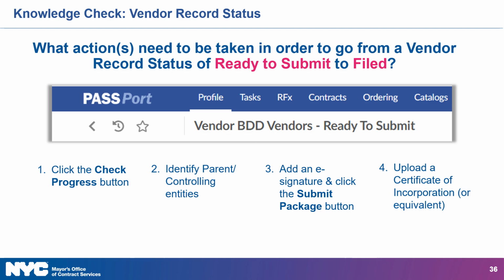Is the answer 1, 2, 3, or 4? The correct answer is 3. When you have a vendor record status of ready to submit, remember, it indicates that you have already completed all the required information in the vendor enrollment package. Your vendor admin has already clicked the check progress button. So the next steps to get to filed involve having your signatory add their e-signature and then having the signatory or even the vendor admin click the submit package button.